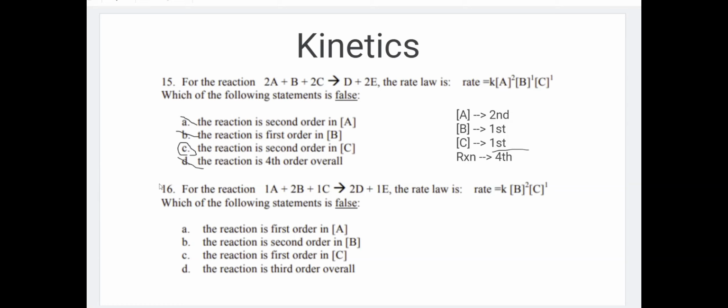Okay, for the second practice problem, the reaction 1A plus 2B plus 1C yields 2D plus 1E. The rate law is rate equals K times concentration of B squared times concentration of C to the first power. So again, which of the following statements is false?